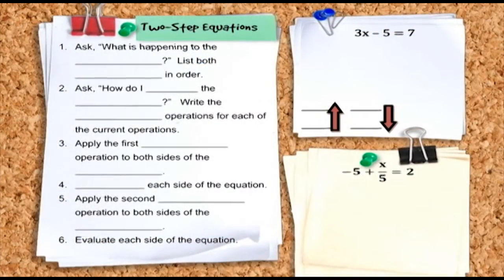Two-step equations may seem overwhelming, but we can break it down into 6 easy steps. The first, just like with all equations, we ask ourselves, what's happening to the variable? Now, it's kind of a bigger question. We don't just have one operation. We need to list both operations in order. In order means order of operations.